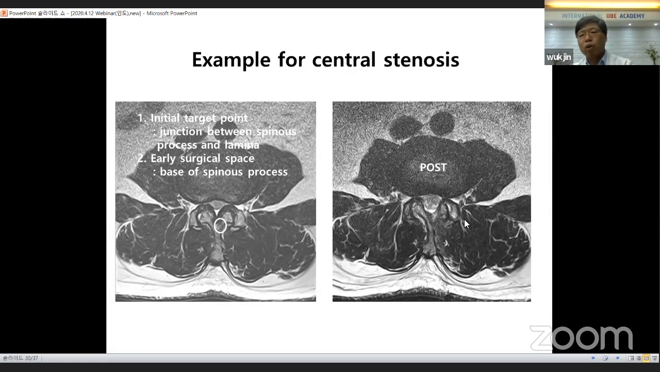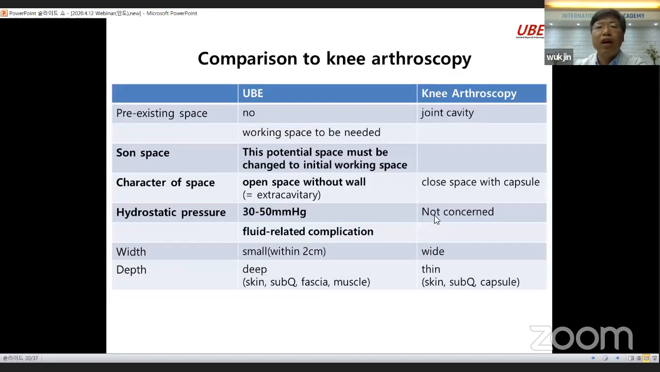Finally, post-operatively, you can see full decompression. Many spine surgeons and most orthopedic surgeons can do arthroscopy. Commonly we think, I am a spine surgeon, I can do arthroscopy, so I can also do UBE. I think it is difficult, so I will compare it to arthroscopy.